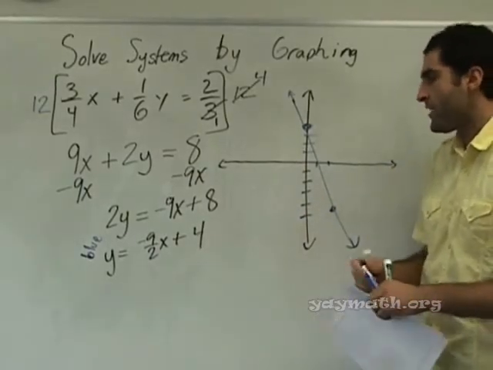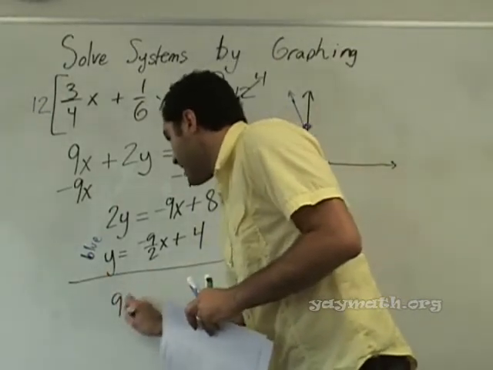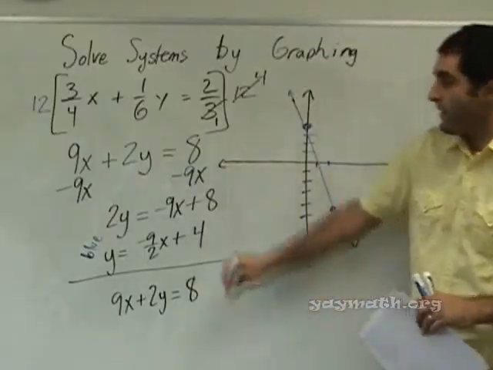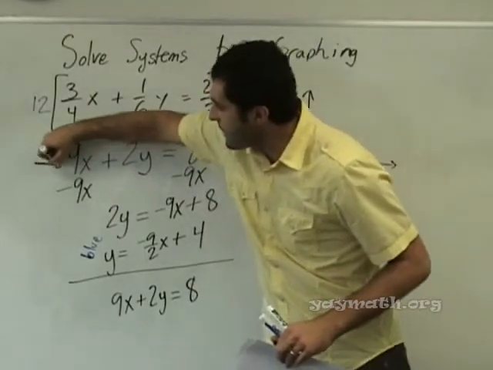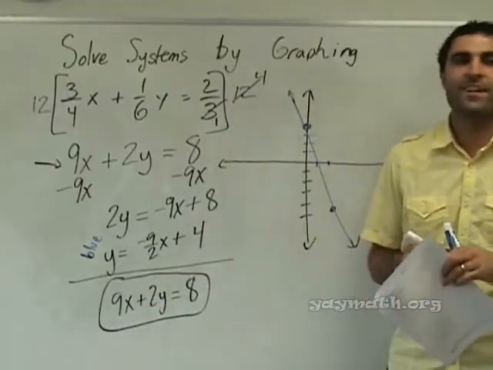Okay, you notice the next equation is 9x plus 2y equals 8. Does this look familiar? Yeah. It's the same thing. It's the same line. Here it is. 9x plus 2y equals 8. It's the same line. Oh my god.